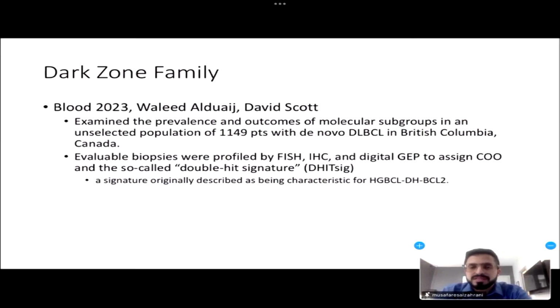that was presented recently in Blood by the group from British Columbia, David Scott and Walid Douaish, where they looked at more than 1,000 samples of de novo diffuse large B-cell lymphoma and evaluated their biopsies to look for their profile by FISH for double hit, as well as immunohistochemistry and the new digital gene expression profile to assign the cell of origin, and also to look at the double hit signature, which was previously described in the literature for patients with double hit by FISH for BCL2 and c-MYC.